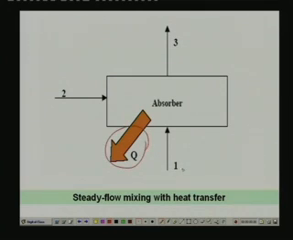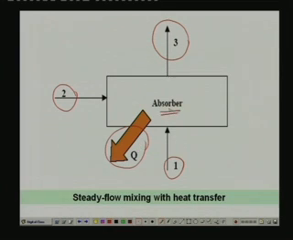Again, stream 1 is mixing with stream 2 and the resultant mixture is stream 3, and during this process some heat has been transferred. If it is an absorber, you know that it is an exothermic process, so heat is transferred out of the system. If it is a generator, you have to supply heat to the system. Let us say that this is the process.